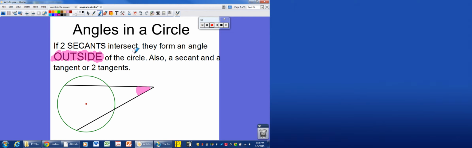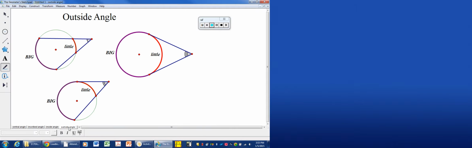The outside angle. So let's go back to Sketchpad, our software, and let's look at it. Here I have the secant secant. So this is two secant lines forming an outside angle. Here I have a tangent and a secant. This line on the bottom is your secant line, and the top one is your tangent because it touches in just one place. And these two are tangents, so this is tangent, tangent. But the angle formed by these two things is still on the outside.